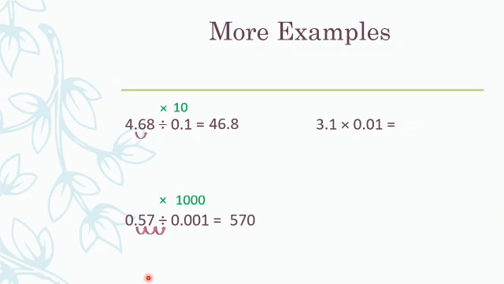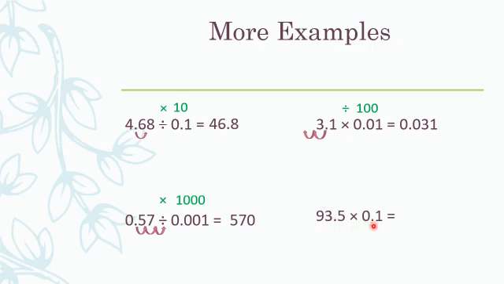3.1 times 0.01. The divide here will be instead of the times, and 100 instead of 0.01. So 3.1 divided by 100. Since we are dividing by 100, the decimal point will be moved two steps to the left, as we know. 1, 2. And the answer will be equal to 0.031.